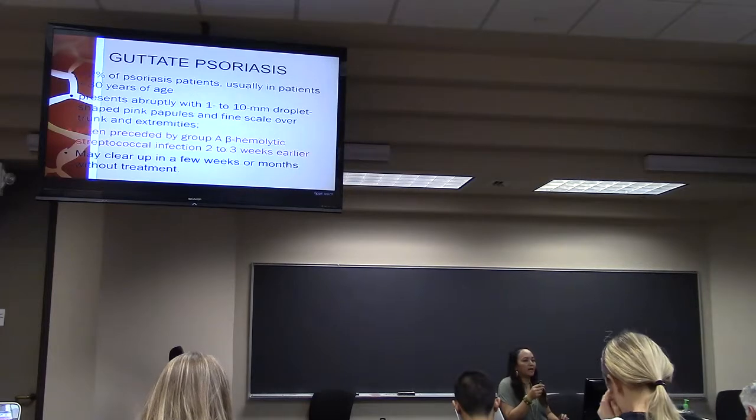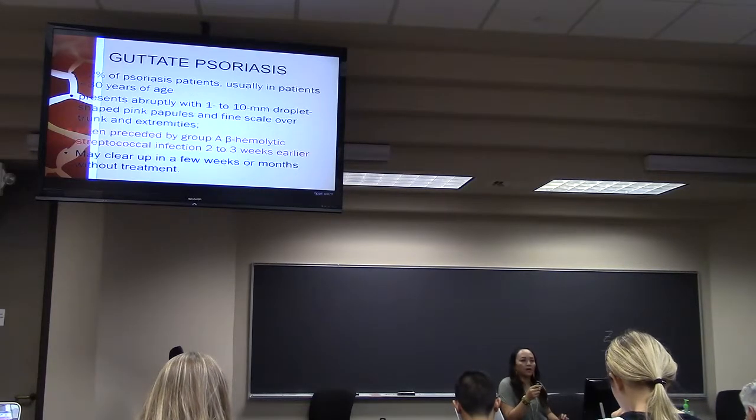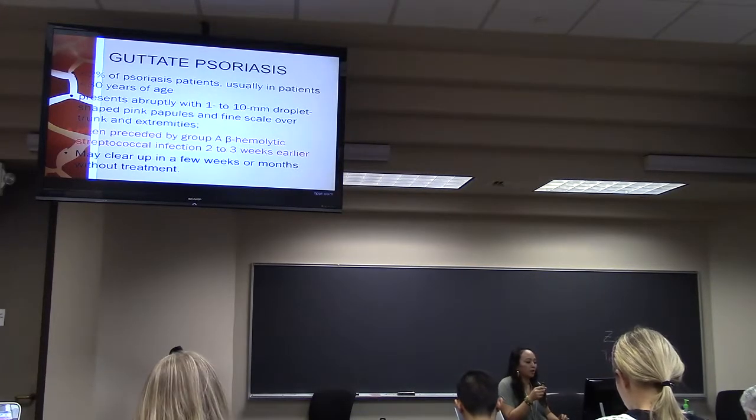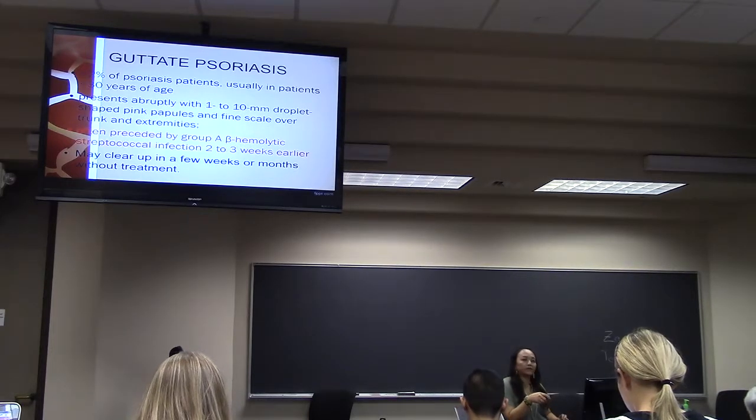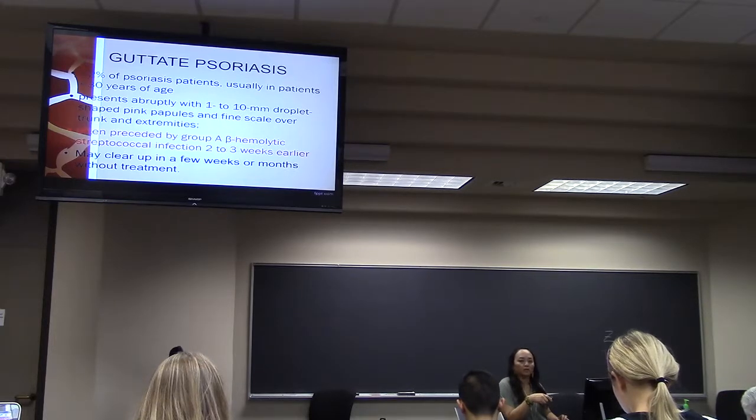So sometimes you get that mixed up with that scarlatina rash after people have strep. It's more like a sandpaper rash. This is a little bit different, but this usually is preceded by a strep infection. It may clear up in a few weeks or months without treatment. So if I gave a scenario of a patient with papular plaques and they had a strep infection beforehand, your answer is guttate psoriasis.